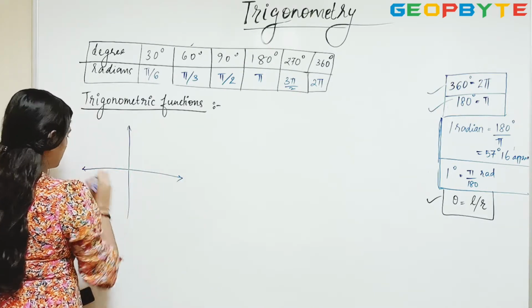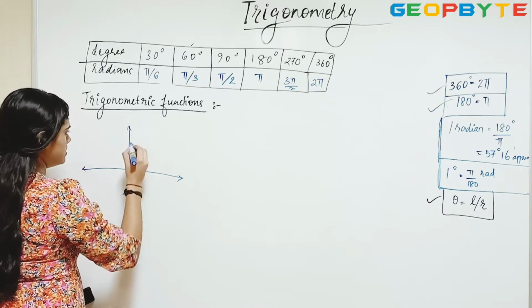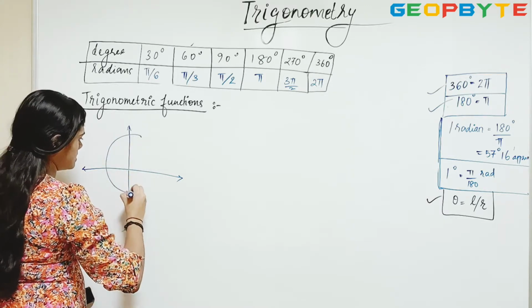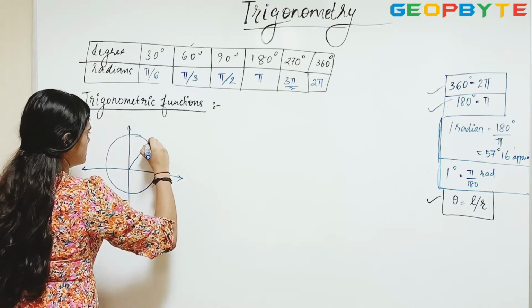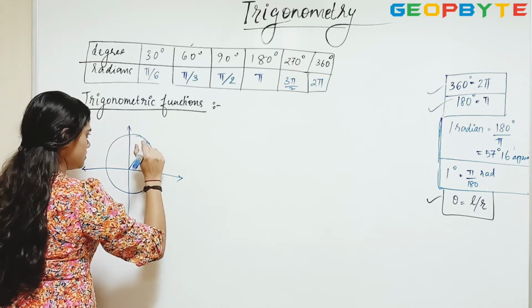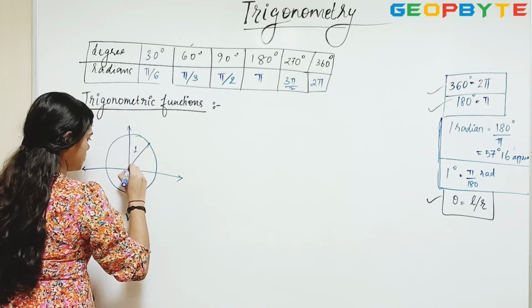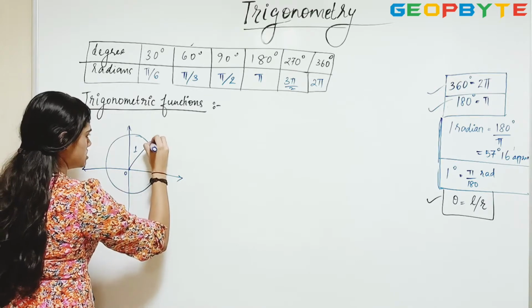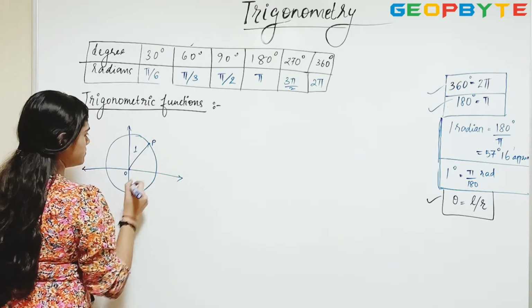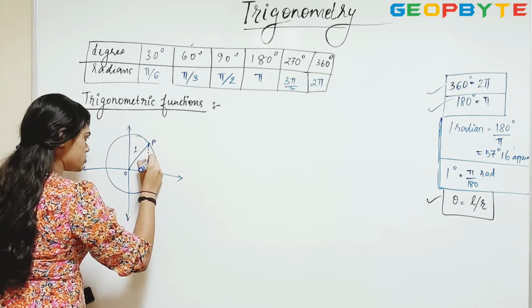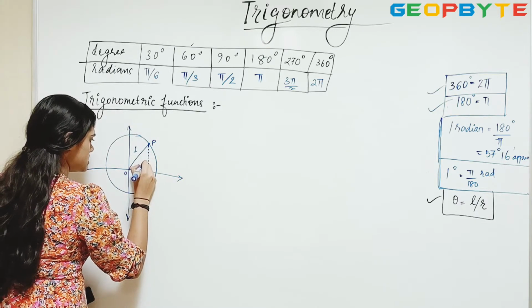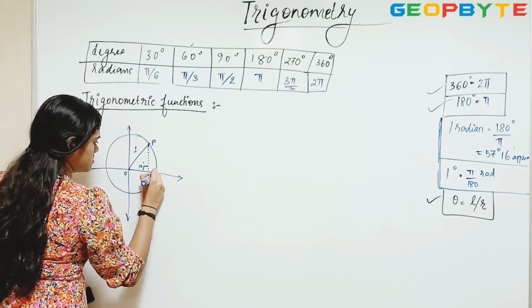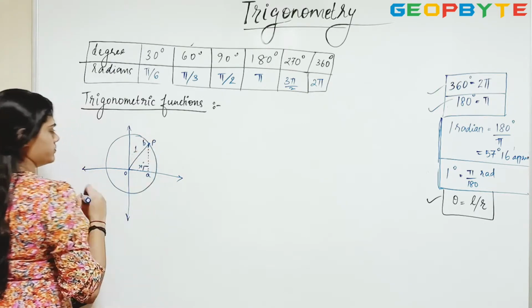a quadrant. Then let us consider a circle with a radius 1. This is my radius 1. This is my origin O, P, and I am drawing an intercept here. This is my 90 degree. This is my A. This is my B.